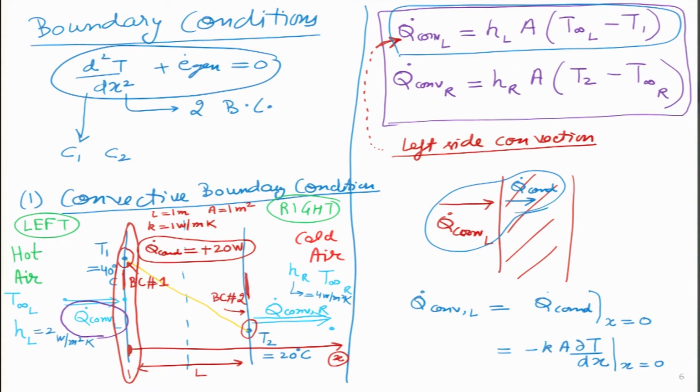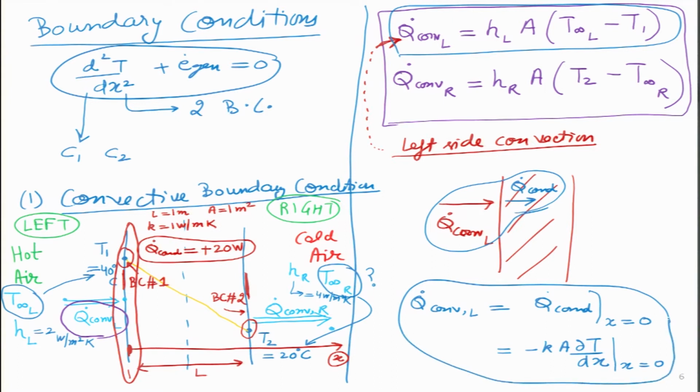And what I want to do is a reverse condition over here. I want to figure out what is the value of T infinity L, which will allow me to have a T1 value on the wall as 40 degrees. And on the right hand side, I want to figure out what is the value of T infinity R, which will allow me to have a T2 value of 20 degrees. Both these answers I will get by solving this energy balance. So, on the next slide, let me go ahead and do that.